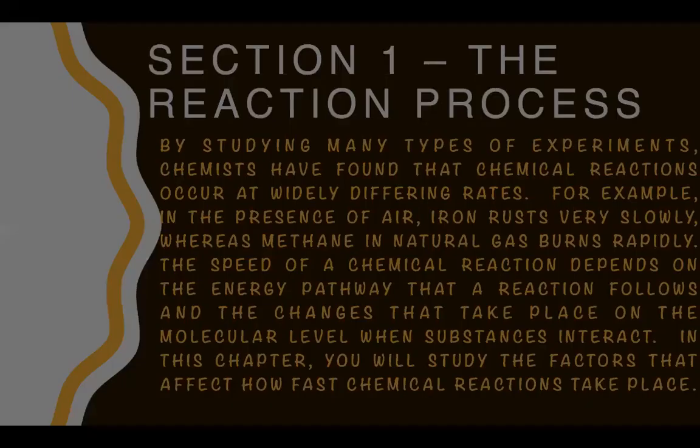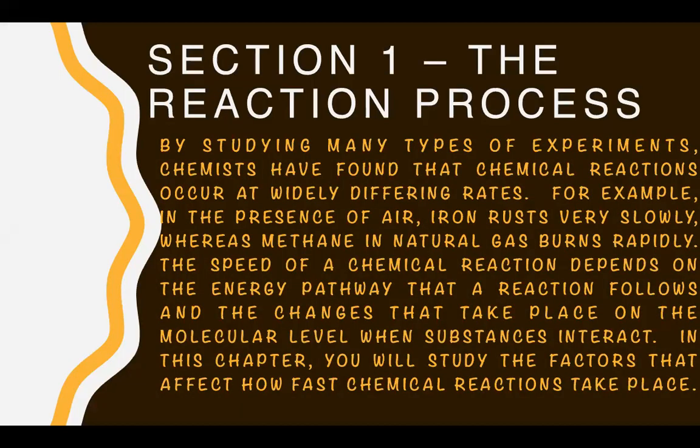All right. So by studying many types of experiments, chemists have found that chemical reactions occur at wildly differing rates. For example, in the presence of air, iron rusts very slowly, whereas methane in natural gas burns rapidly. The speed of a chemical reaction depends on the energy pathway that a reaction follows and the changes that take place on the molecular level when substances interact.